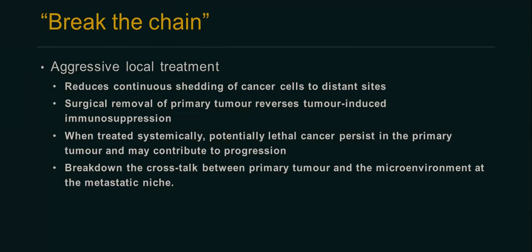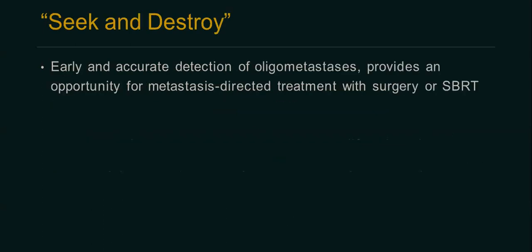And when you treat the primary tumor, you break down the crosstalk between the microenvironment, metastatic niche, and the primary tumor. And therefore, the control on the microenvironment metastatic niche is gone. And this lends the metastatic lesions a bit more vulnerable to treatment. And then the next part of the rationale behind treating is actually to seek and destroy.